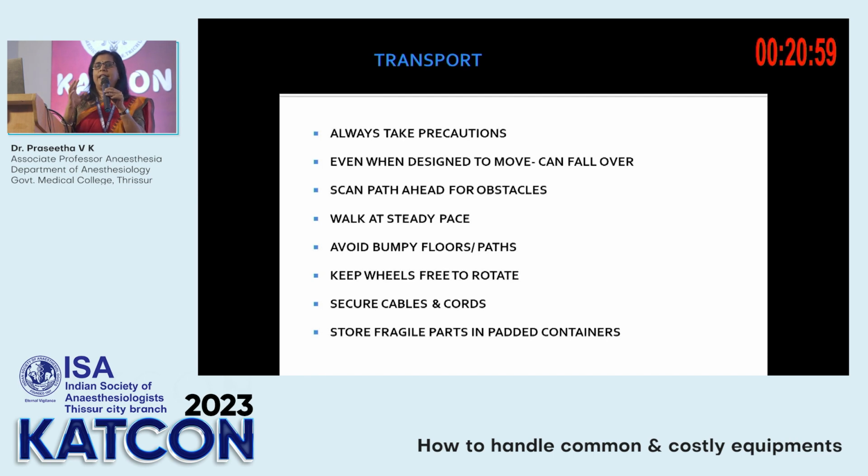Why? Because delicate electrical connections, for example the motherboard of an ultrasound machine, will get damaged if you handle them carelessly. Whenever an equipment has a wheel, it is meant to move freely, so clean the wheel so that the equipment is free to move around and rotate. Always, when you're transporting equipment like an ultrasound machine, keep the cables secure. Don't let them drag on the floor, and keep the electrical cords safe so that they do not drag and cause damage. When you're transporting very sensitive equipment, store the fragile parts safely. For example, an ultrasound probe can be kept in a padded container while you are transporting the machine.